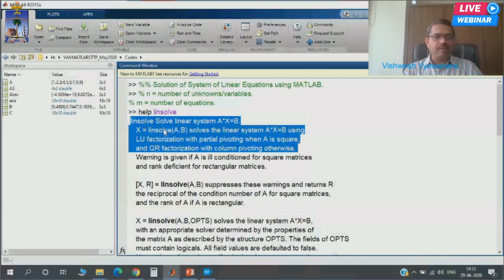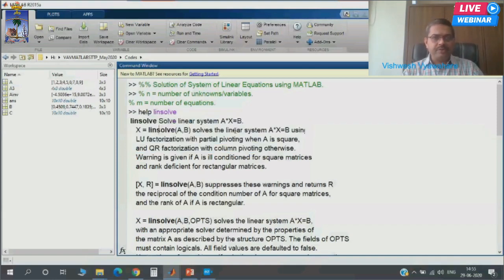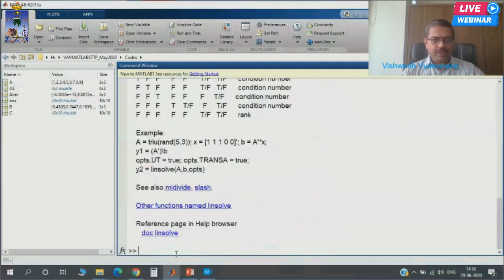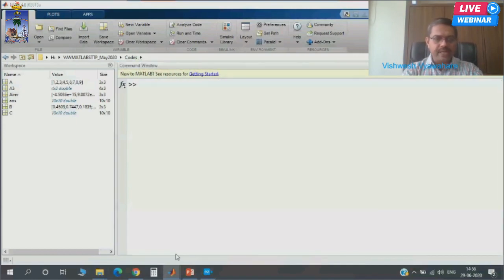If we use this linsolve command, MATLAB solves this using LU factorization with partial pivoting when A is square, and QR factorization with column pivoting otherwise. So MATLAB uses LU and QR decomposition or factorization to solve this particular system of linear equations. I hope it's clear.